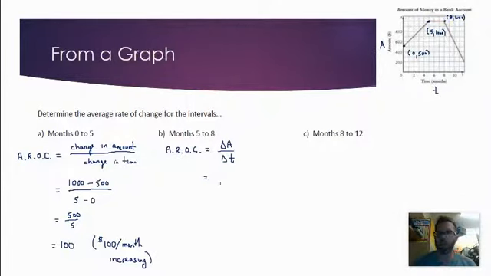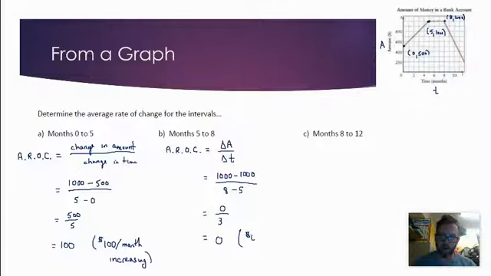Okay, what's the change in the amount from 5 to 8 months? Well, it's 0. It was 1,000, and now it's 1,000. And the change in time is 8 minus 5. So it changed $0 in 3 months. 0 divided by 3 is 0. And this makes a lot of sense.